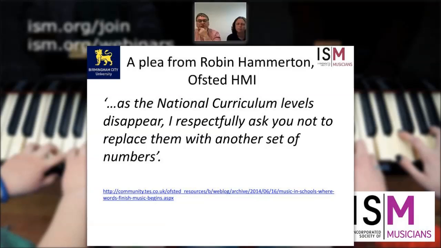So the problem for national curriculum levels is the way that they were interpreted and then forced upon teachers. In their initial conception, they were only designed to be used at the end of the key stage, and then they've grown and grown since then, and I now see national curriculum levels being used every lesson. So if Robin Hamilton is saying, as they disappear, please don't replace them with the same thing but different, I think that's an important message.